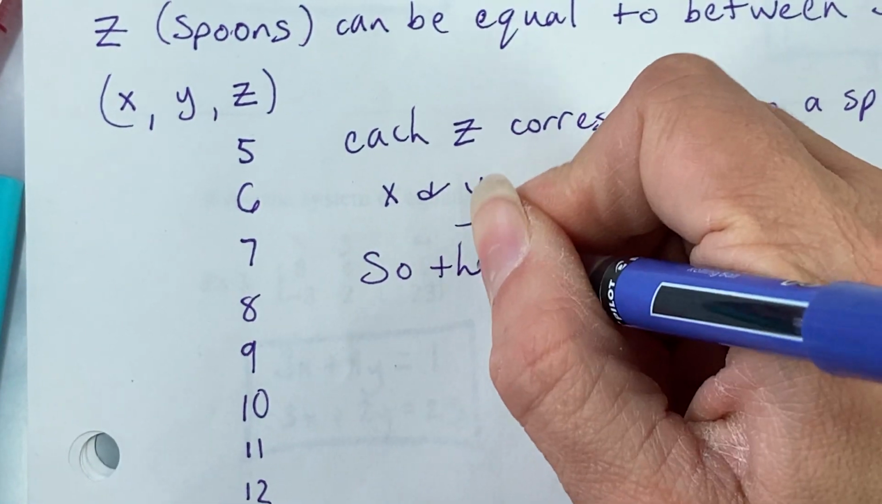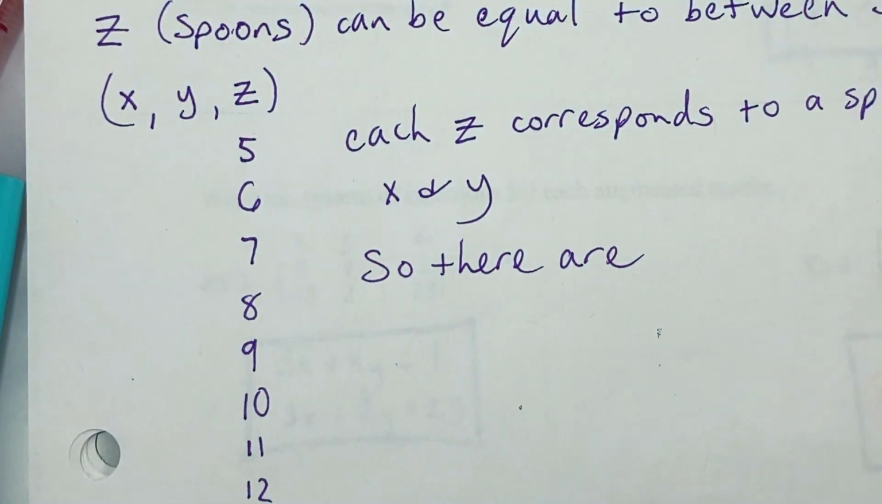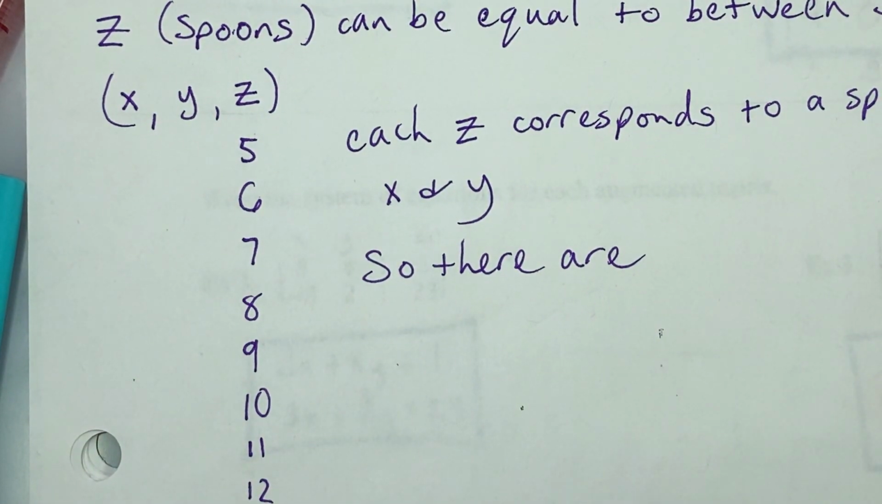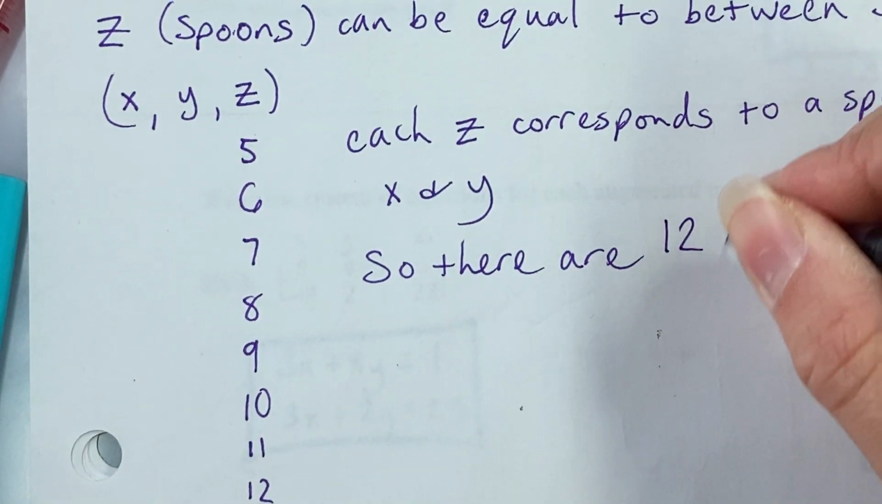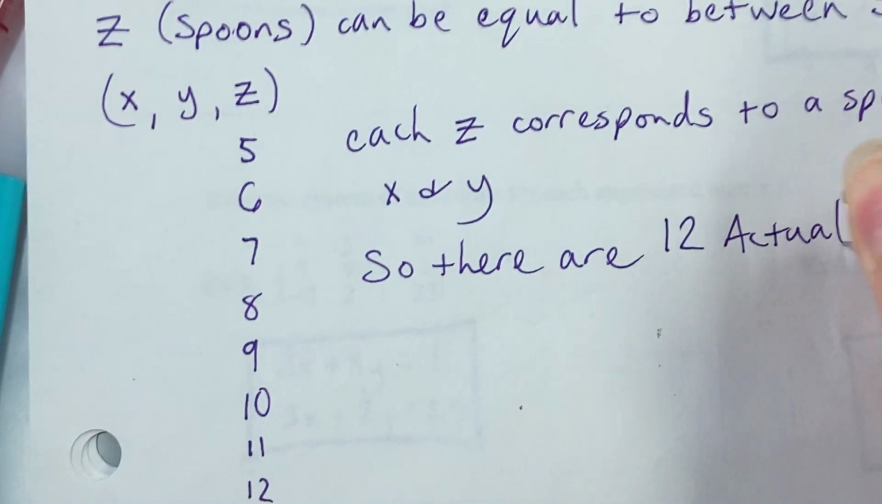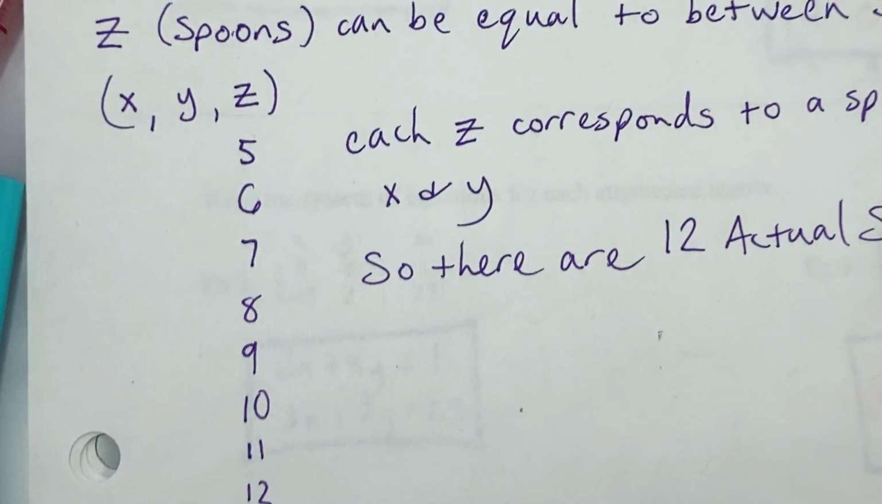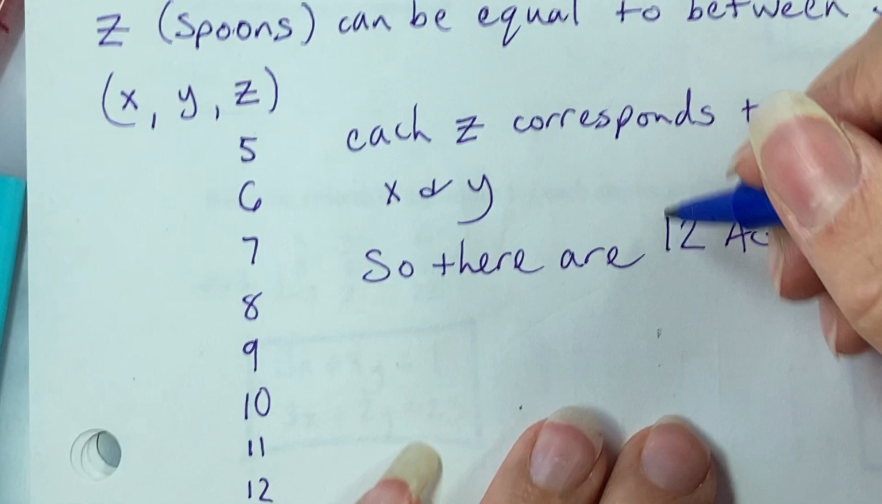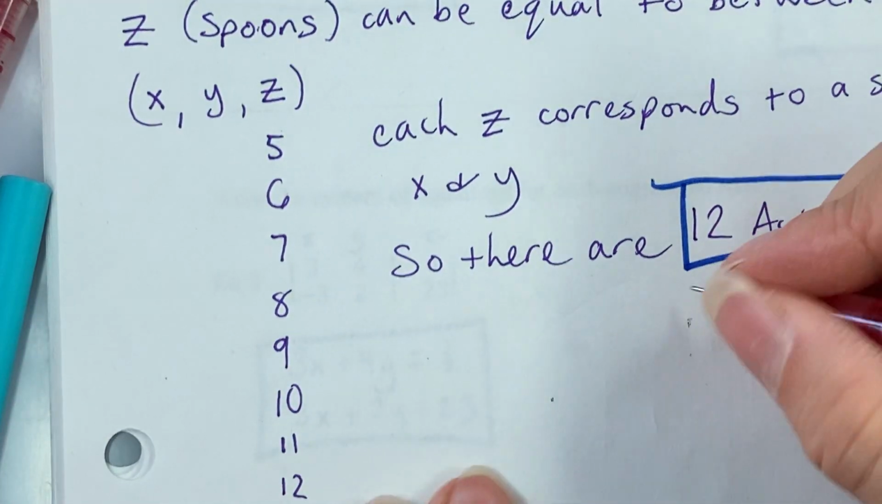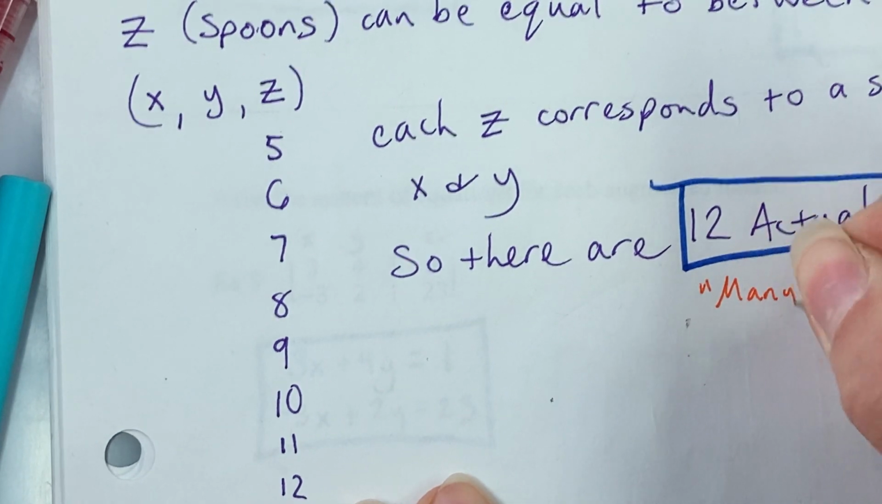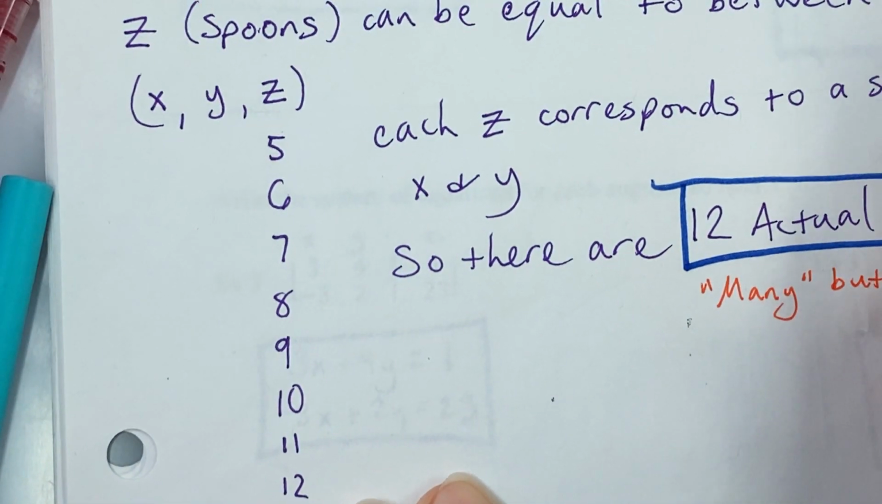So there are how many actual solutions? 1, 2, 3, 4, 5, 6, 7, 8, 9, 10, 11, 12. So there are 12 actual solutions. So many, but not infinitely many.